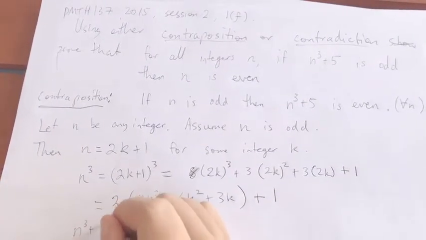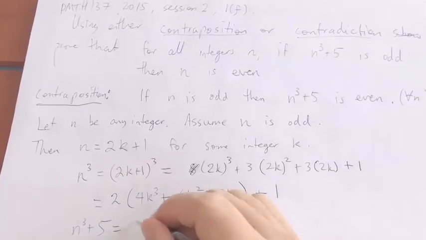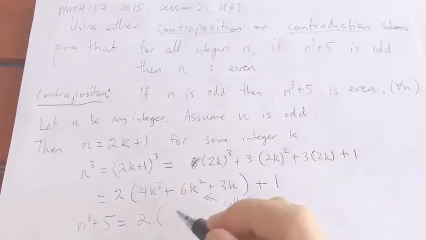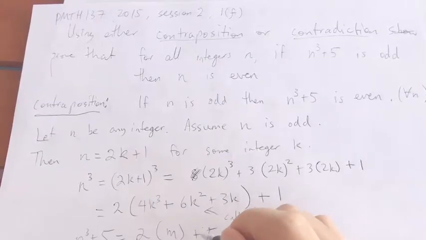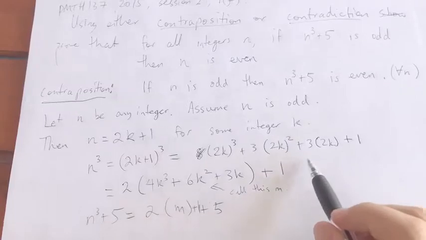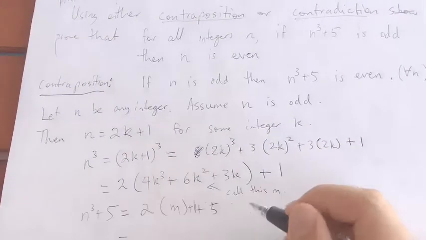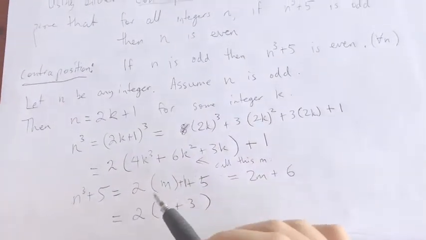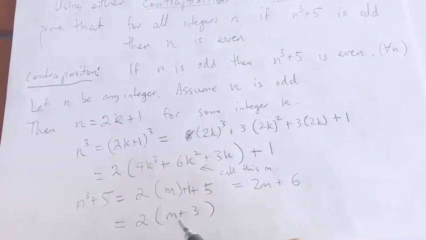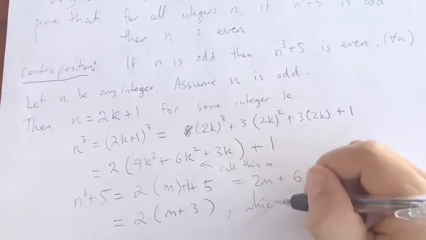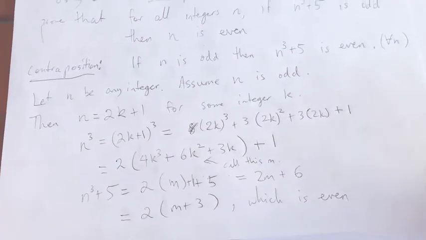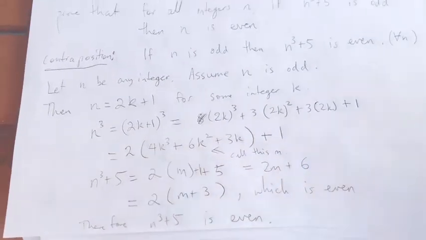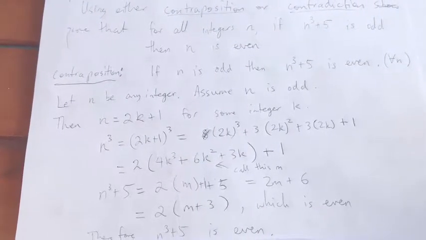Another way of saying that is n cubed plus 5 is equal to this number plus 5. So it's equal to 2 times, let's call this m, 2 times m plus 1, plus 5. So 2m plus 1 plus 5, and that'll be 2m plus 6, which is equal to 2 times m plus 3. So this is the definition of an even number: 2 times some whole number. So then we just showed that n cubed plus 5 is even. Okay, so that's what you would do by contraposition.